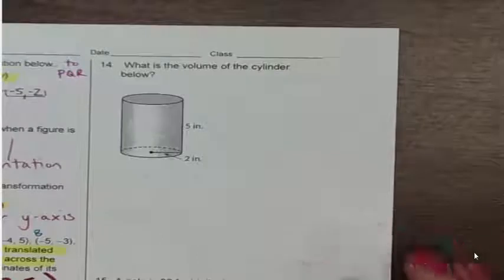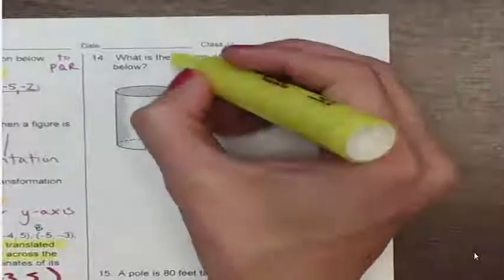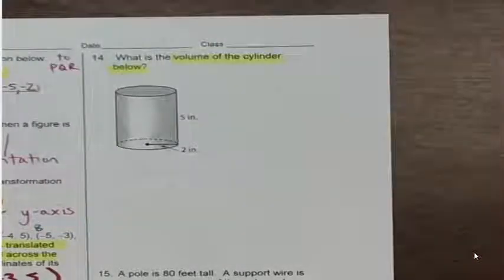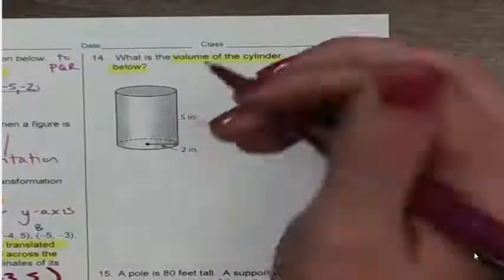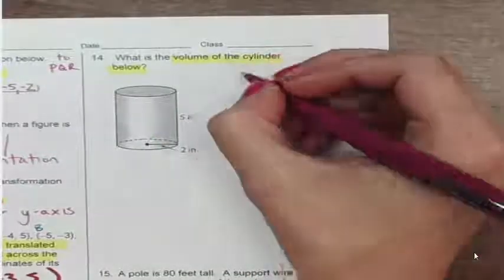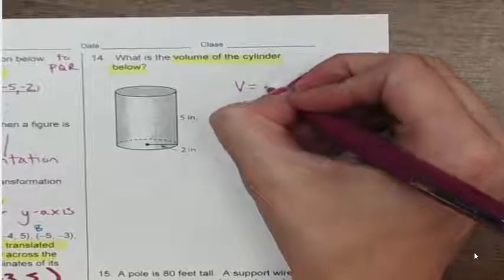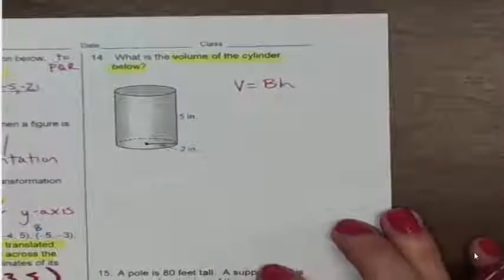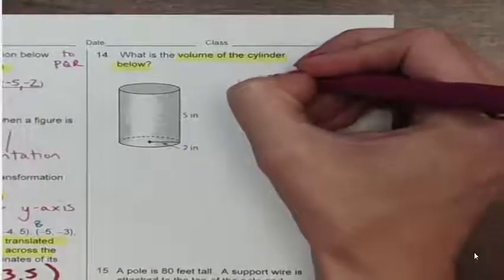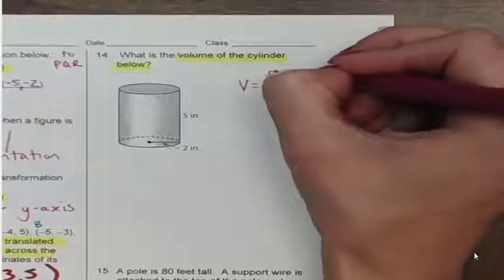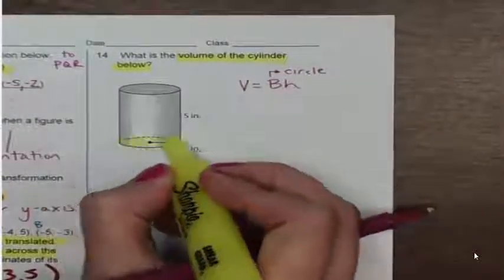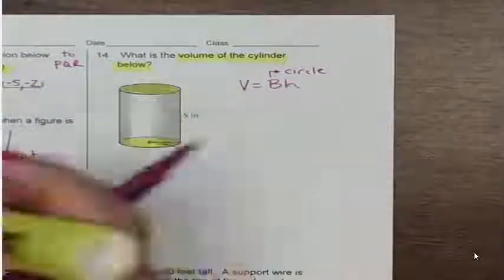Okay. Number 14. What is the volume of the cylinder below? So I'm looking for the volume of the cylinder, so I need my formula chart out. If you didn't have that already, you should have pulled that out. But the volume of a cylinder is V equals capital B times H. B stands for area of the base, which, what shape is that? It's a circle. I want you to highlight your bases. 2 bases for a cylinder.